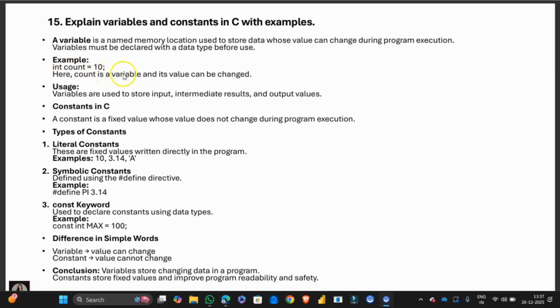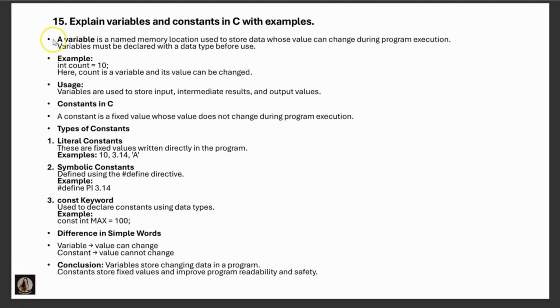Clear? Here the count is the variable and its value can be changed during the execution of the program at any time. The usage of a variable is to store the input, intermediate results and output values. This is all about the variable in C in simple words. Let us see the constant in C. Constant is a fixed value whose value doesn't change during the program execution.